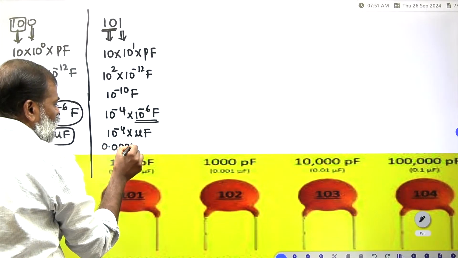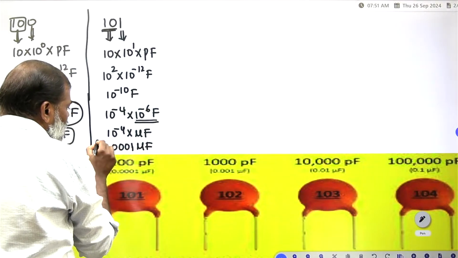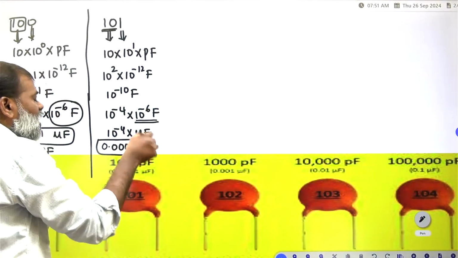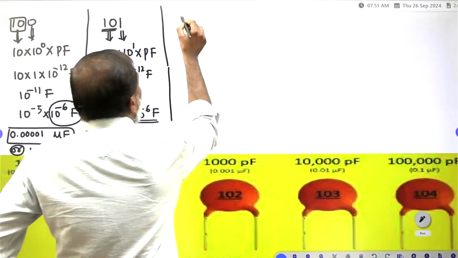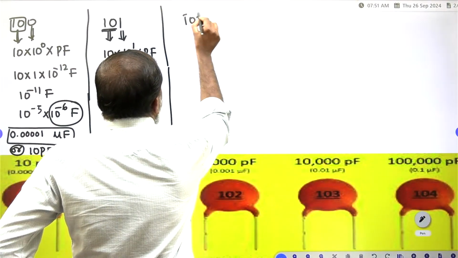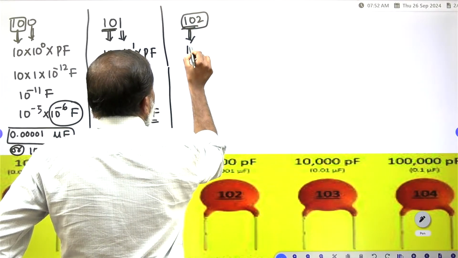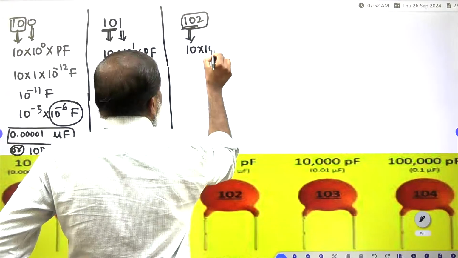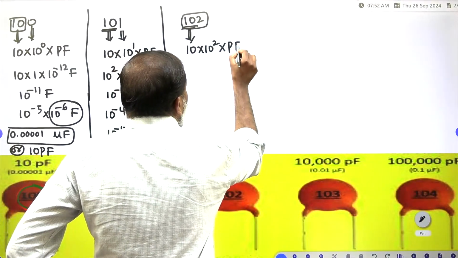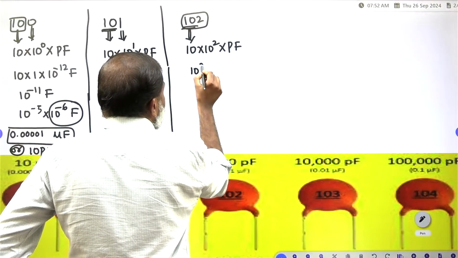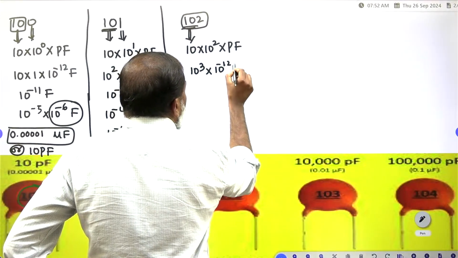0.001. 10 to the power of minus 1 microfarad... 0.001 microfarad if 101. If it is 102, in your laboratory, if you want to take 102, first two digits you have to write, that is the 10. The next number is the multiplier 10 to the power of 2, correct? Then next you have to multiply with picofarad. So now you will see 10 cube into 10 to the power of minus 12 farad.